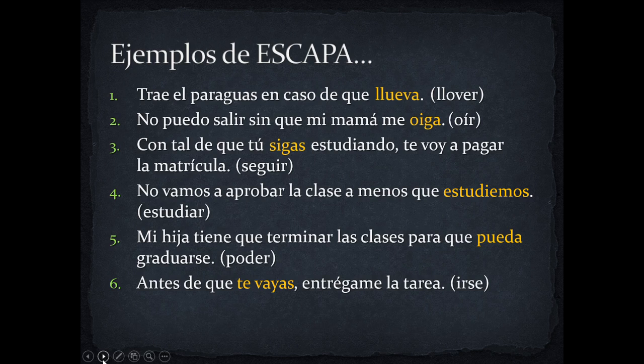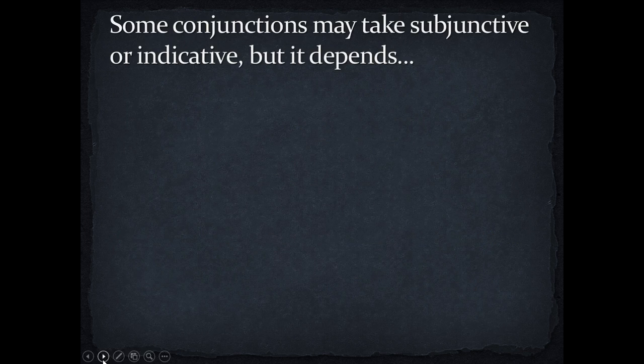Okay, let's look at the next group of expressions that we have. Some conjunctions may take subjunctive or indicative, but it depends. So with this group of conjunctions we're going to look at, they could go either way. They may be subjunctive or indicative. Now remember, when we say indicative, indicative is regular present tense. That's anything that's not subjunctive. So it'll be either present subjunctive or it'll be regular present indicative that you learned way back in the beginning of Spanish.